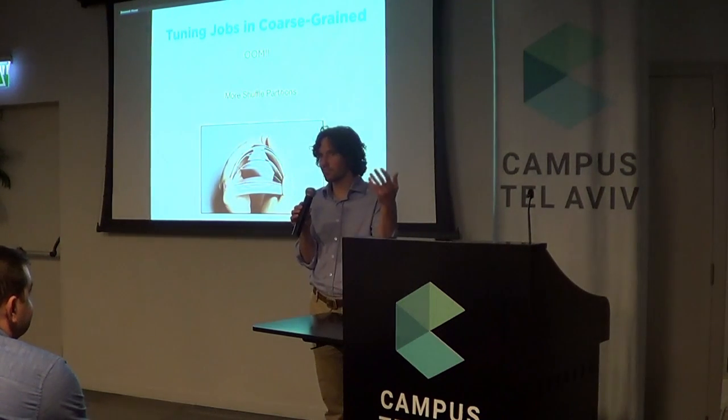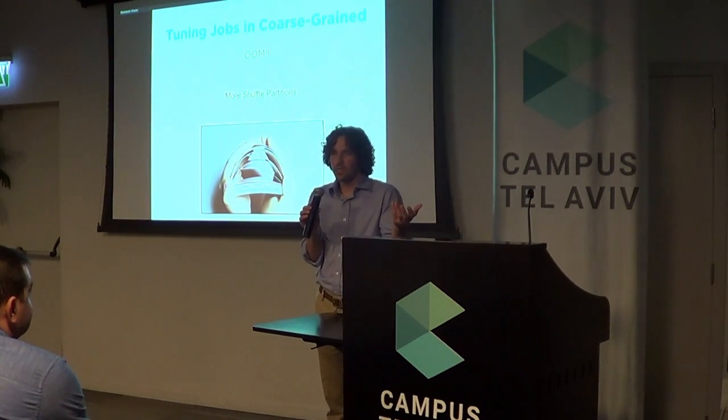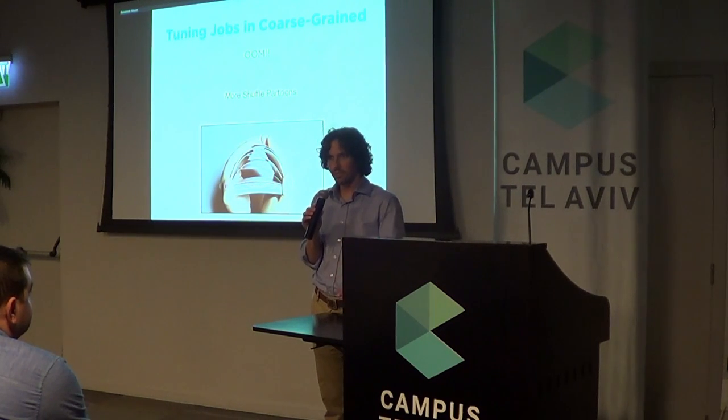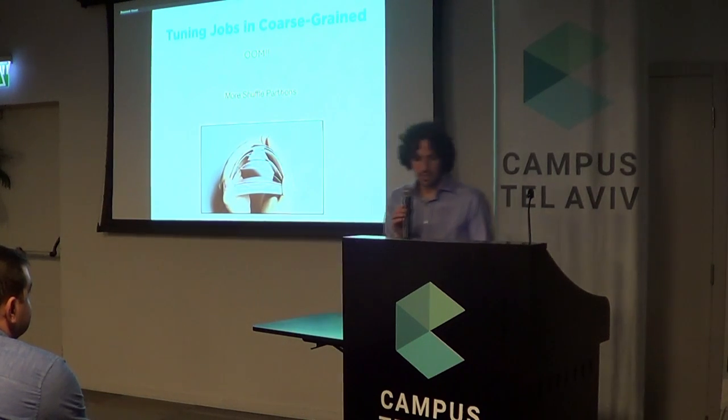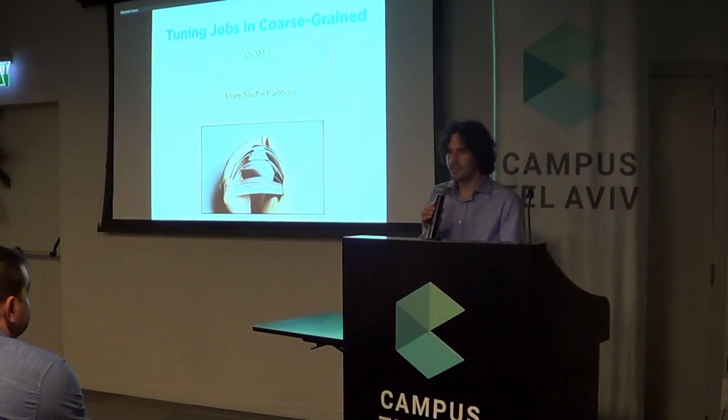Theoretically, if you have enough shuffle partitions, as long as you have enough disk space to keep the shuffle, you should be able to run the job on one node. But in practice, not always.